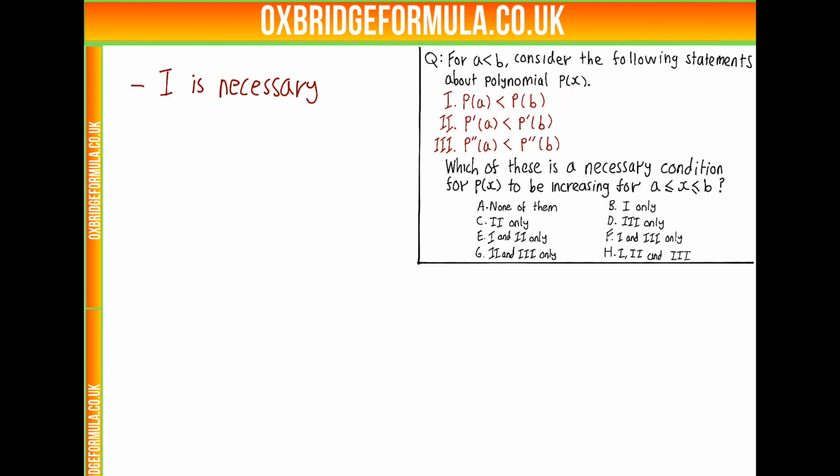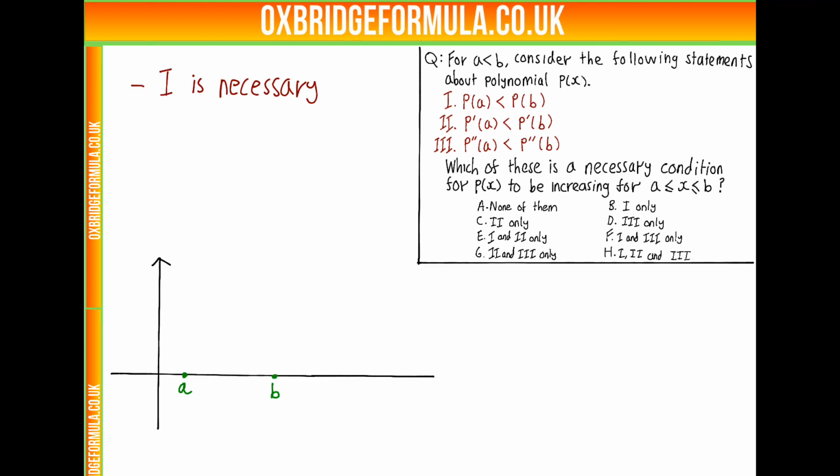What about 2? Well, we know for a polynomial to be increasing, you may have seen that we need the derivative to be greater than 0 everywhere. And this is just comparing two derivatives, so this doesn't feel like we need it for the polynomial itself to be increasing. So we're going to try and construct a counterexample. So we're going to try and construct a graph of a polynomial such that p is increasing but p dash of a is less than p dash of b.